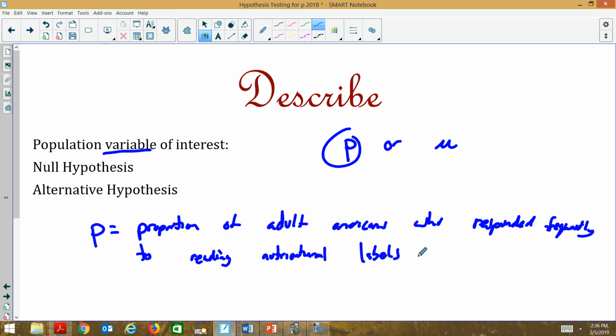Okay? So that's the first part of describing the hypothesis test we're doing, the test procedure. The second is labeling what the null hypothesis is and the alternative. So the null hypothesis is that it would equal 50%, whereas our alternative is that it is greater than 50%.